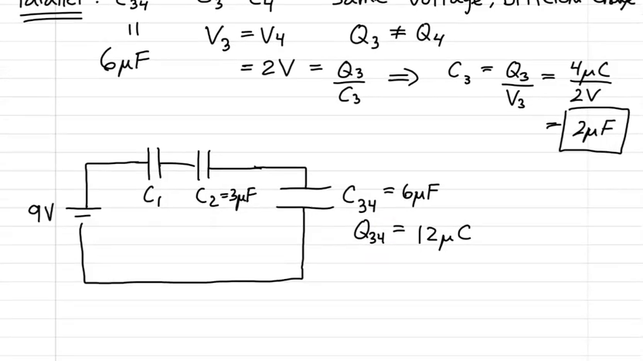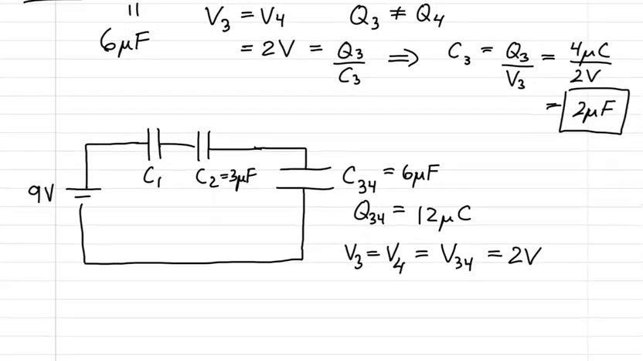The last bit of information we know is, since C3 and C4 are in parallel, they have the same voltage. Remember the phrase same voltage, different charge? Well, they would also have the same voltage as the equivalent capacitor, C34. So the voltage across C3, C4, and C34 are the same, and we had found that to be 2 volts.